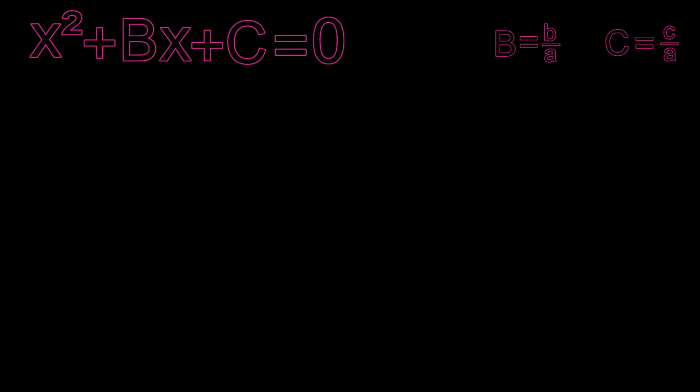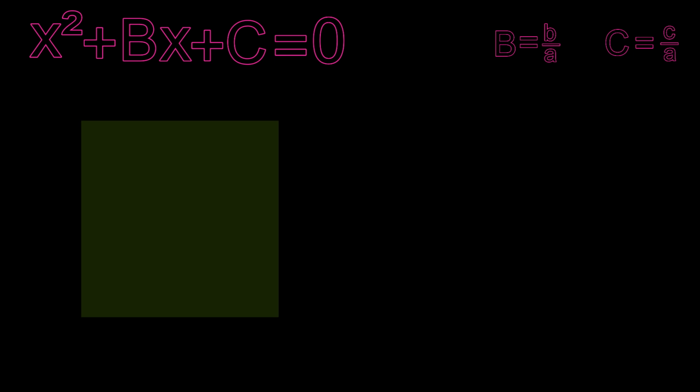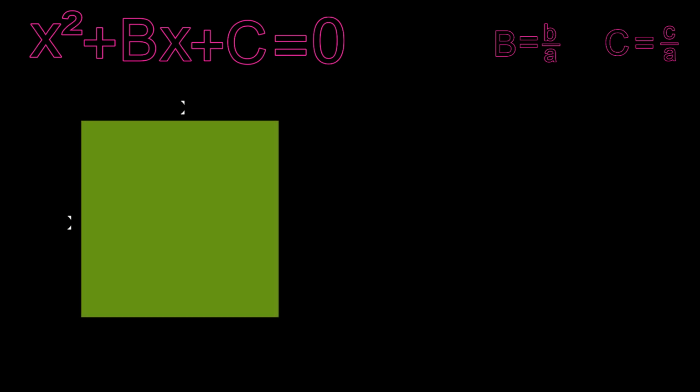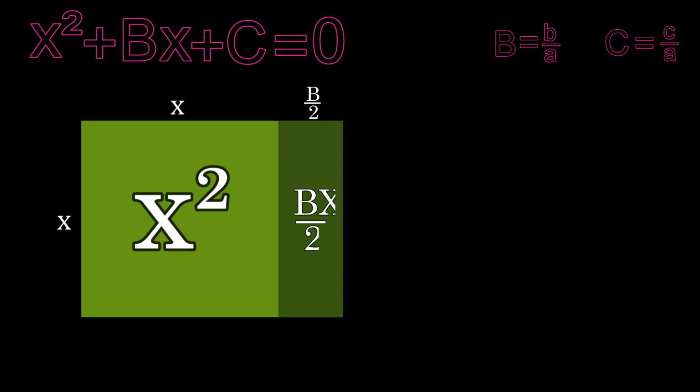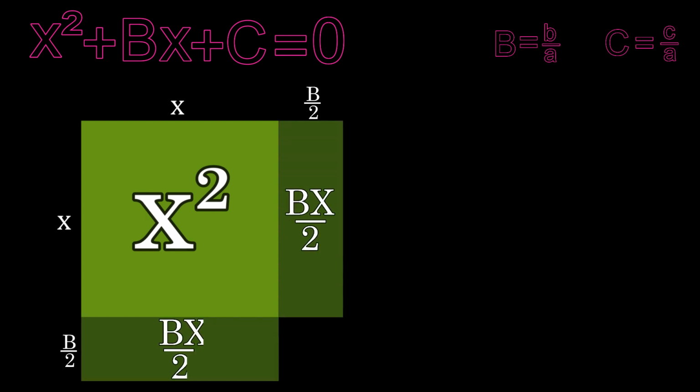With our new equation, we're going to exploit a link between algebra and geometry. I'm going to draw a square and say that it has a side length of x. This means that the entire square has an area of x squared. Now I'm going to glue a rectangle to the side of this, which has a side length of b on 2. I'll do the same with the bottom of the square.